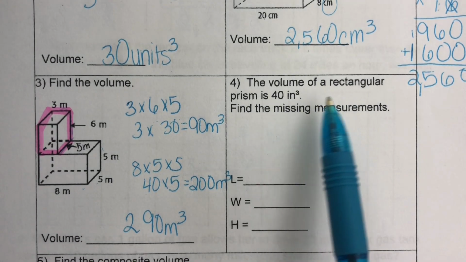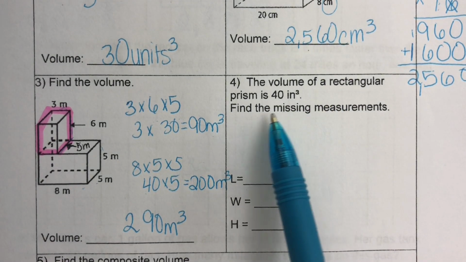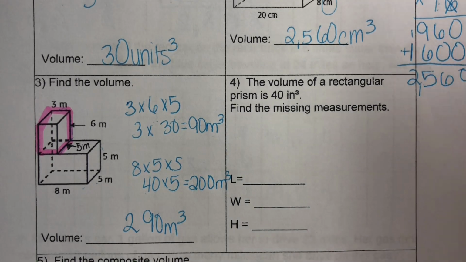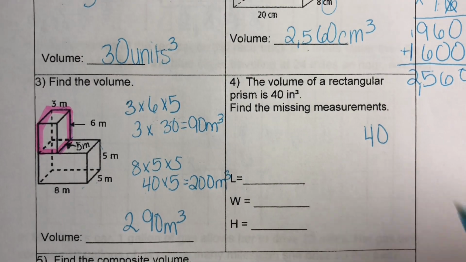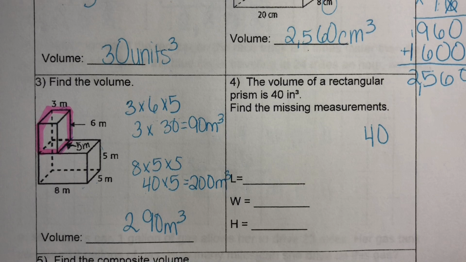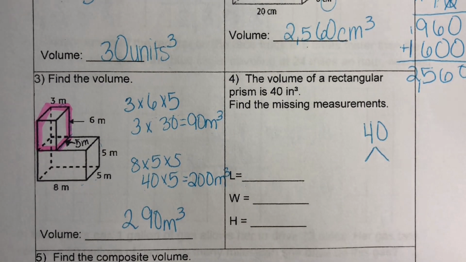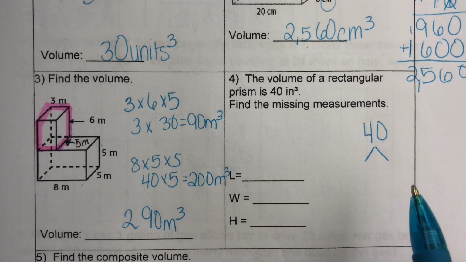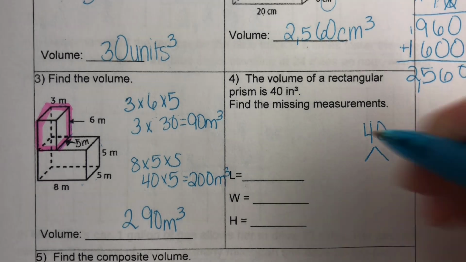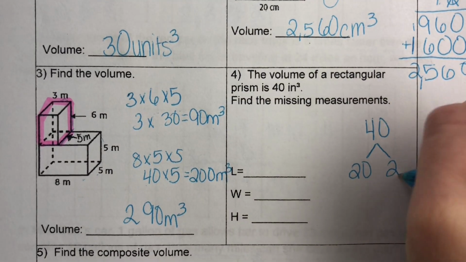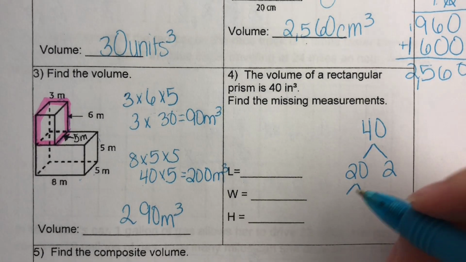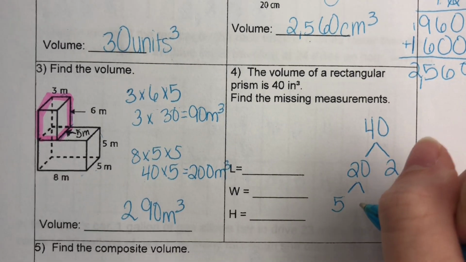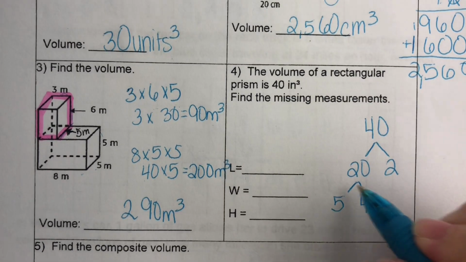This one, it says the volume of a rectangular prism is 40 inches cubed. Find the missing measurements. This is where I suggest factoring it out. Sometimes it's hard to come up with 3 numbers that multiply to a single number. So I like to think what 2 numbers multiply together to get to the big number. I know in my brain that 20 times 2 is 40, and I'm going to choose to break apart the 20, and I know that I can multiply 5 and 4 to get to 20.